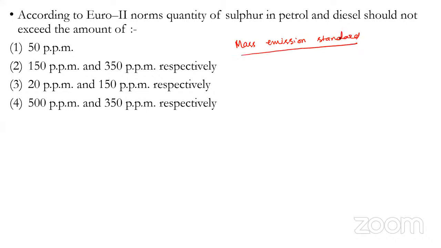So, according to which, if they specify certain standards for any vehicles, the manufacturers are not supposed to sell those engines which are going to cross the limit of their standards. So, if you see Euro 3 norms, the sulfur should be controlled at 330 parts per million in case of diesel and 150 parts per million in case of petrol. So the answer should be the second one. By the way, this is not Euro 2, it is supposed to be Euro 3 norms.